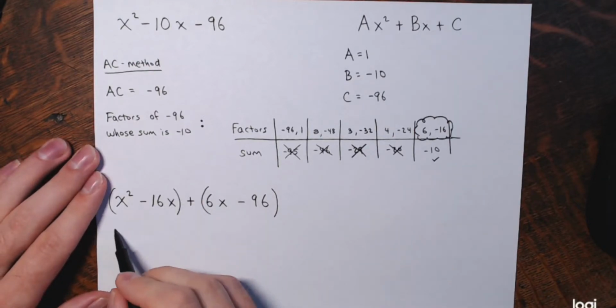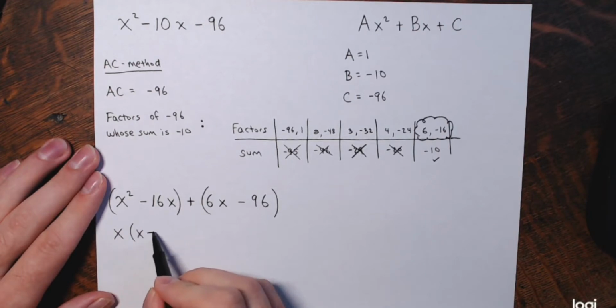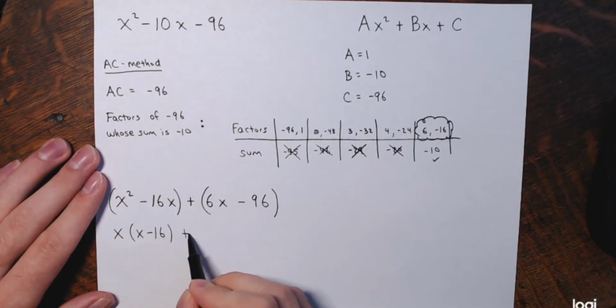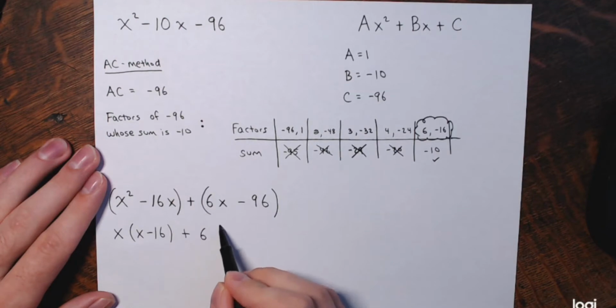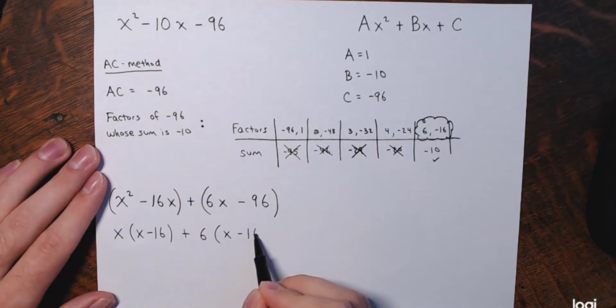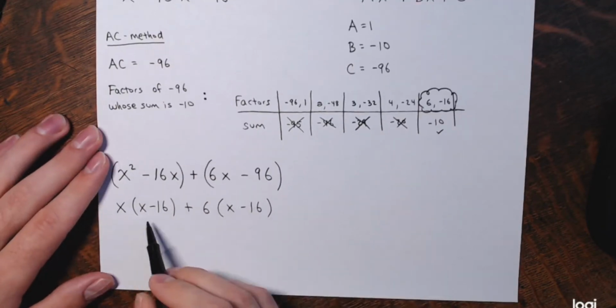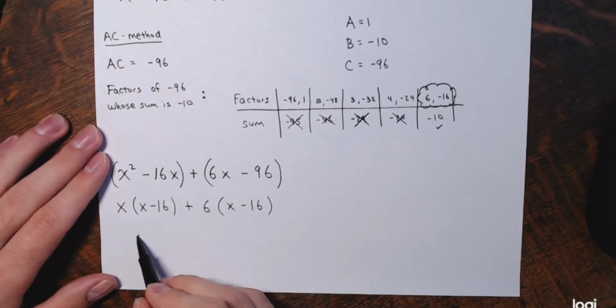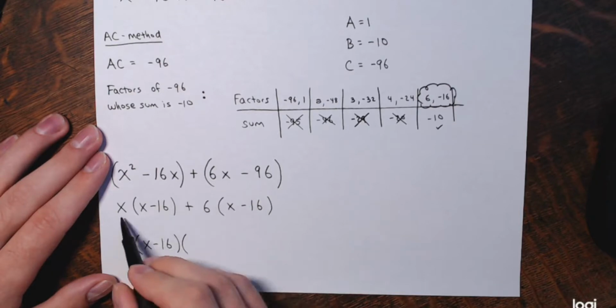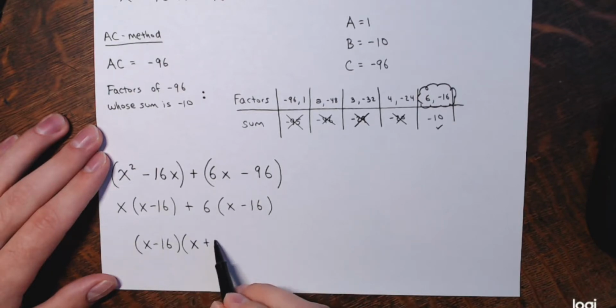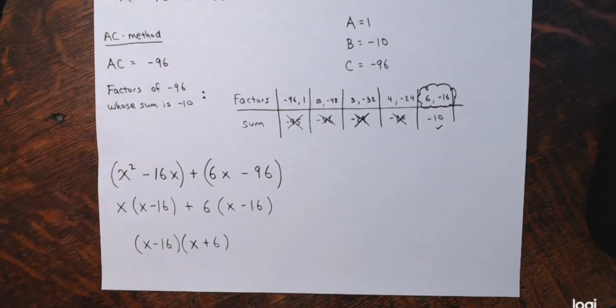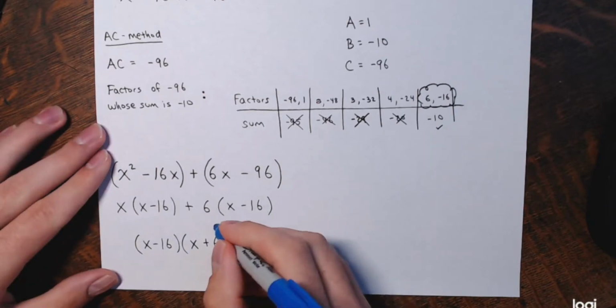First group factors to x times x minus 16, plus second group factors to 6 times x minus 16, and then these both have x minus 16 in common. So then I have x minus 16 pulled out times x plus 6. And there you go. And then check it by multiplying.